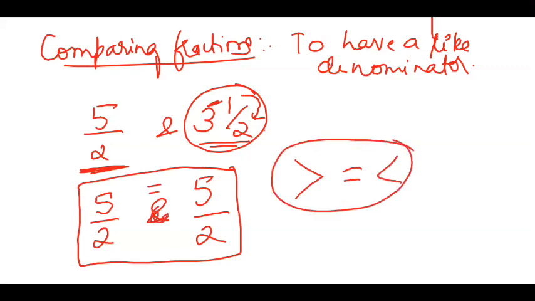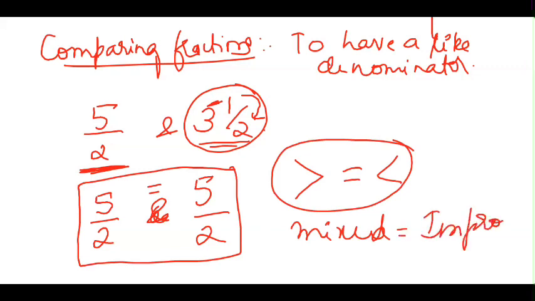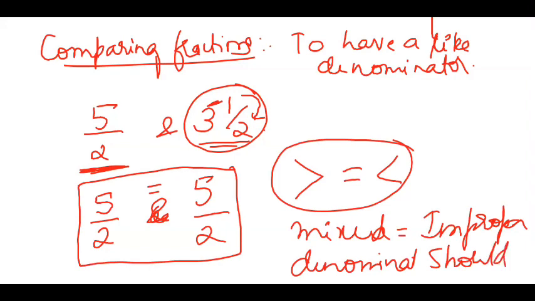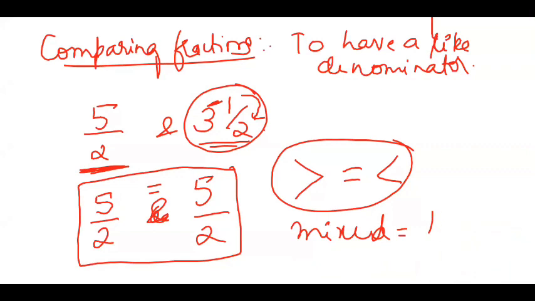Very good, Anis. So how to compare the fractions? First, you have to convert each of the numbers. If it is a mixed number, you convert it to an improper fraction. Then you see whether the denominators are equal or not. We must always have a like denominator. So while comparing fractions, you have to have a like denominator. Fine, Anis? That's great.